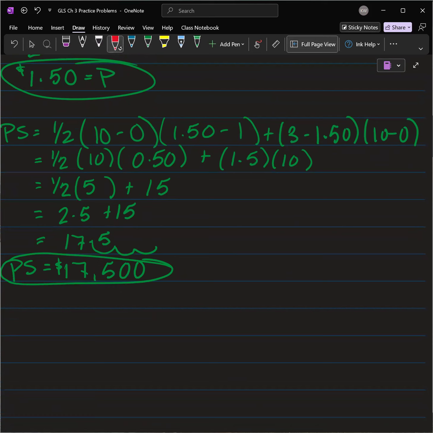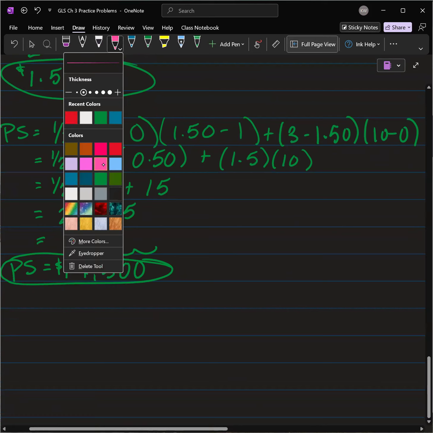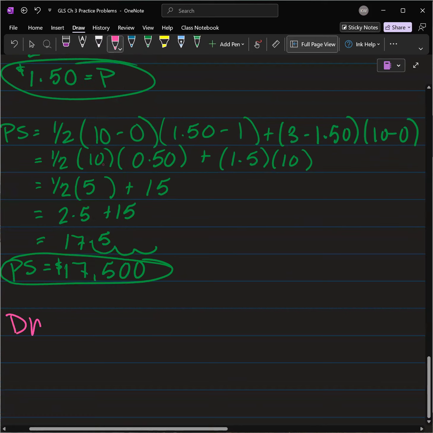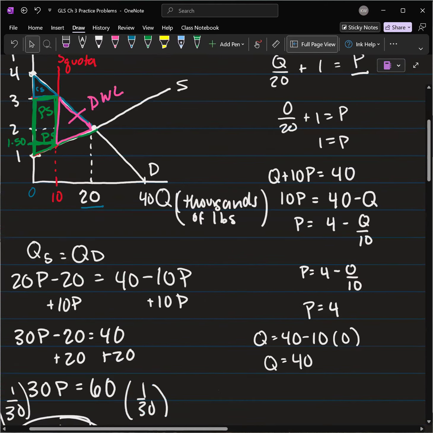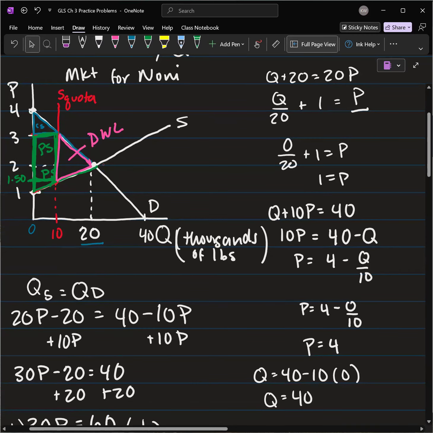Okay. And now the last value we need to find for our distribution of surplus is the deadweight loss. The deadweight loss is a triangle, if we go back to our graph here. So we're going to use that area of a triangle formula again. But now our base is the difference between what is exchanged in equilibrium and the amount exchanged under the quota. So that's our base. So we'll have 20 minus 10.